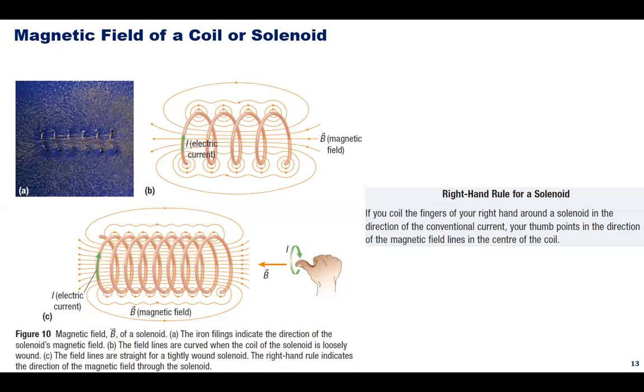To determine the direction of the magnetic field in the coil wire, you must use the right-hand rule for a solenoid, which states that if you coil the fingers of your right hand around the solenoid in the direction of the conventional current, your thumb points in the direction of the magnetic field lines in the center of the coil. The magnetic field lines of a solenoid look like the field lines of a bar magnet, which is shown here in Figure 10. This occurs because the strengths of the fields can be added together, much like the net electric field is a vector sum of all the electric fields.